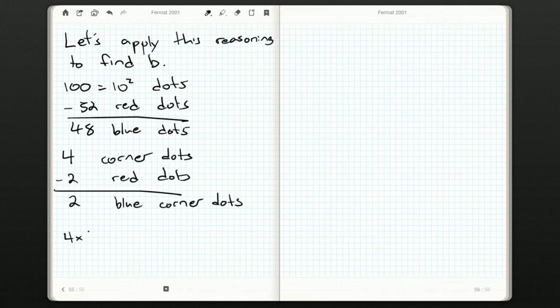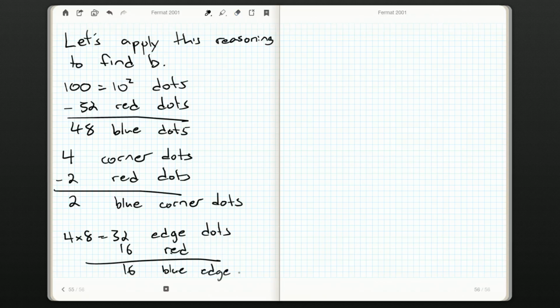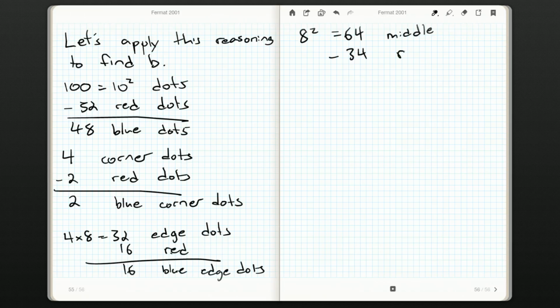There's going to be 8 per side. There's 4 sides, so 32 edge dots. And 16 of them are red, and that leaves 16 blue edge dots. And finally, in the middle, it's just an 8 by 8 grid. That's what constitutes the middle, so that's 64 middle dots. And we know there's 34 red middle dots. That leaves a total of 30 blue middle dots.